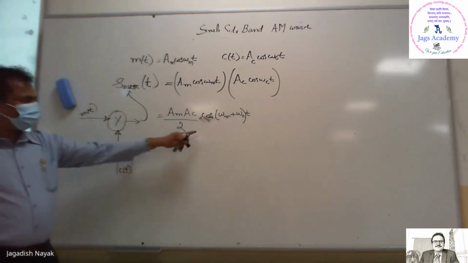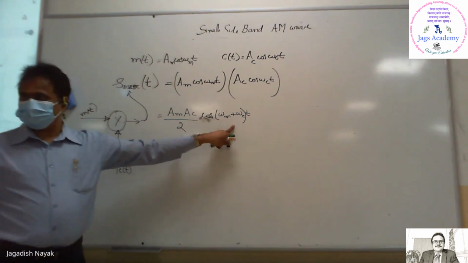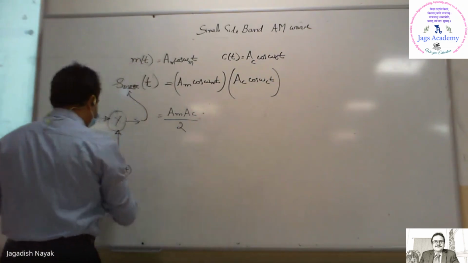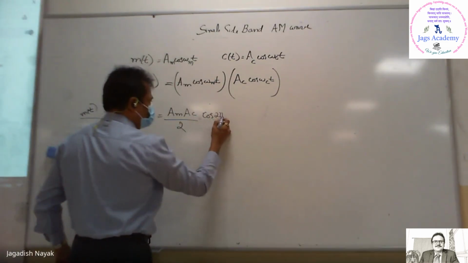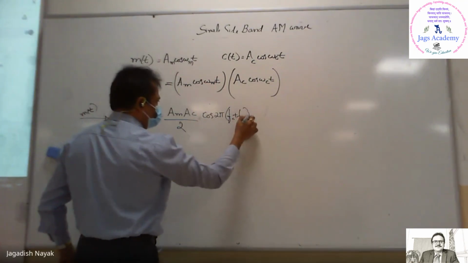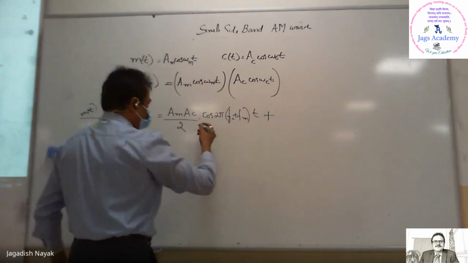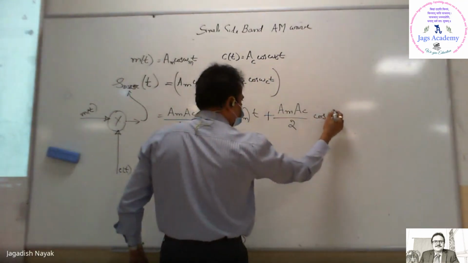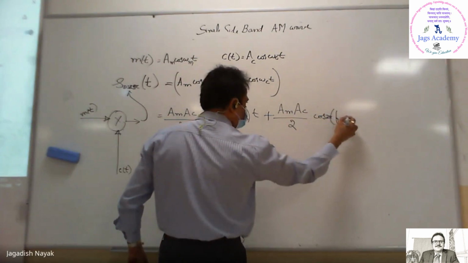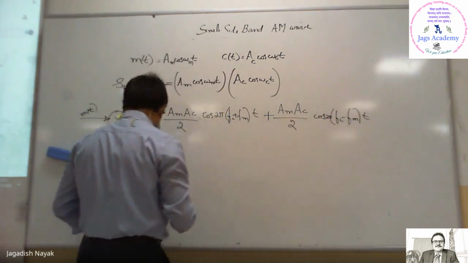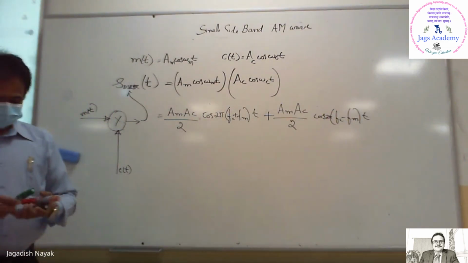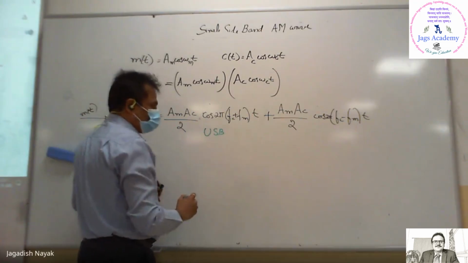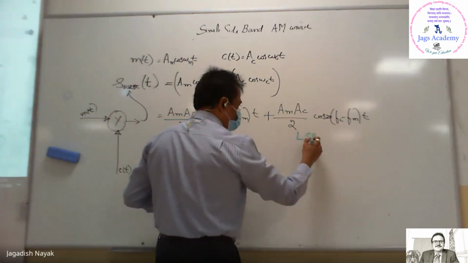Or else you can write cos 2 pi fc plus fm into t, you can write like that also, not a problem. Cos of 2 pi fc plus fm into t, plus Am Ac by 2 cos of 2 pi fc minus fm into t. This is the DSBSC wave. This is going to be your upper sideband, and this is going to be your lower sideband.